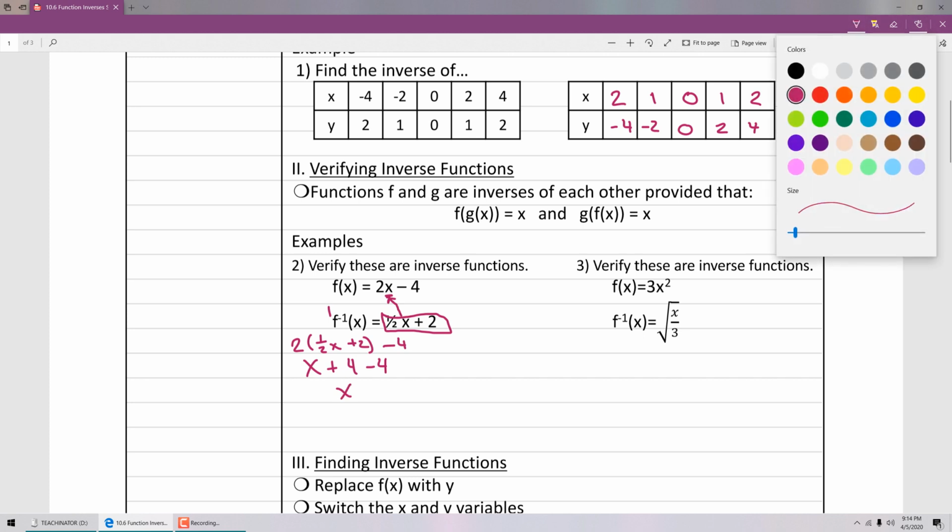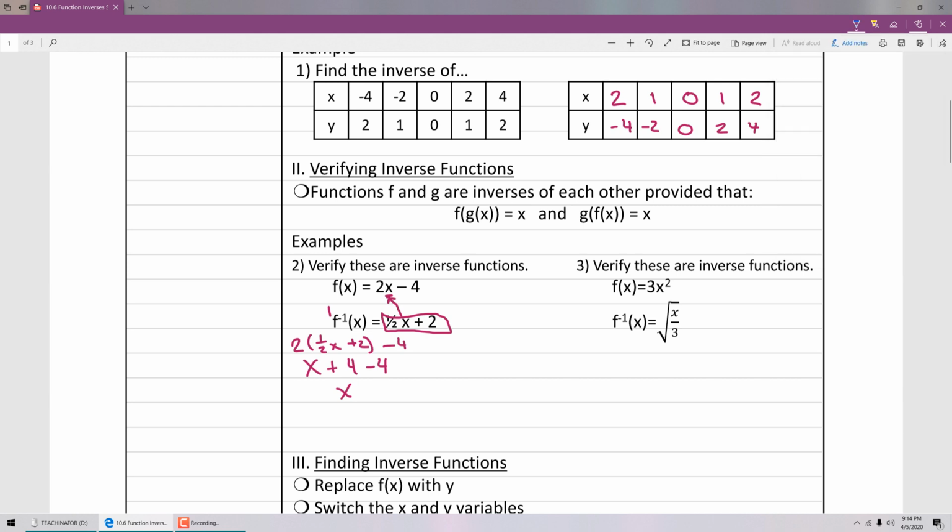Now we're going to try it the other way around. I'm going to take this whole function and replace the x in this function. If it also gives me x, then they are inverses. So I'm going to have 1/2, and then instead of x, I'm going to have 2x minus 4, and plus 2. We're going to distribute the 1/2, so I'm going to get x minus 2 plus 2, and then -2 plus 2 is 0, so I just get x. So yes, these are inverses.